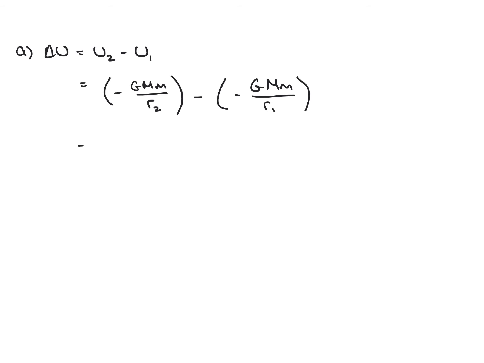I could just plug the numbers right in there, or I can actually do some common factoring. Both of these terms have negative GMm in it, so I can common factor that out. When I do that, I'll be left with 1 over R2 minus 1 over R1. Okay, and now I'm going to evaluate that.